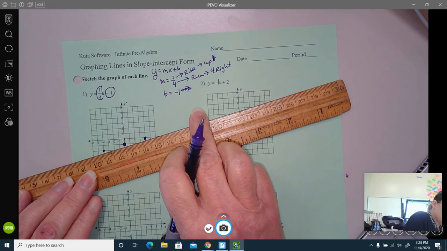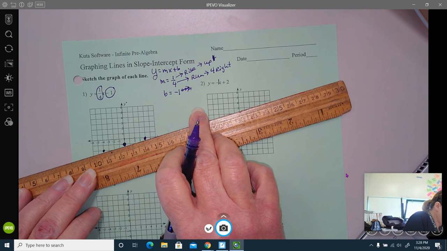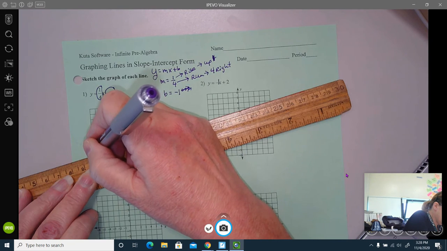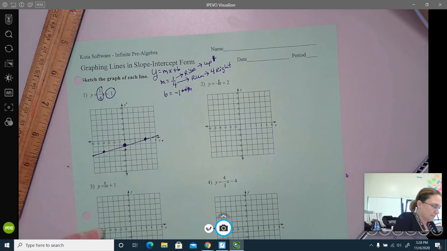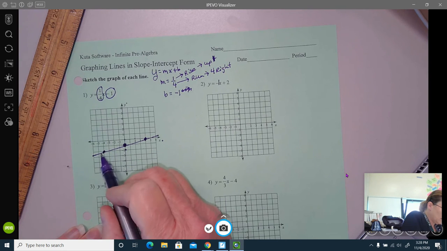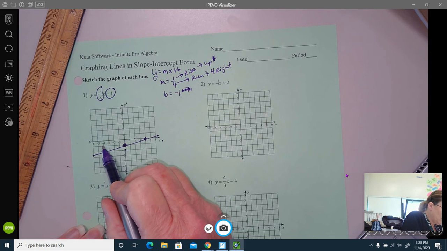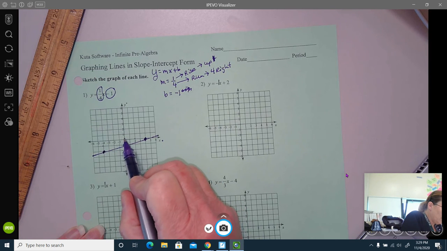So let's see. From edge to edge, connect my line. And if I want to test it out, I can come over here at the point on the left. Up 1, 4 to the right. I'm back at the perfect point. Up 1, 4 to the right. I'm at the perfect point.